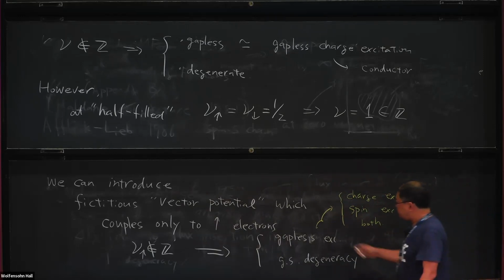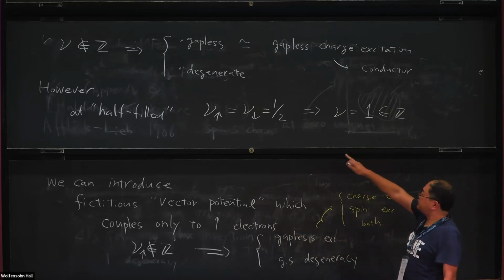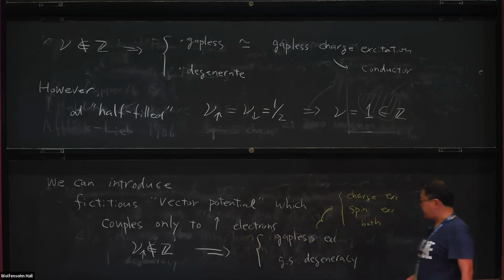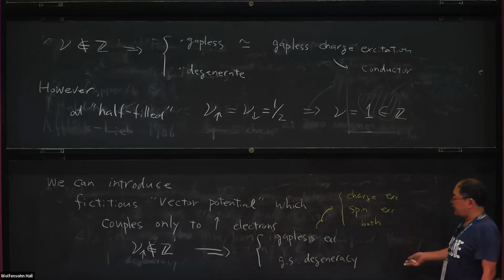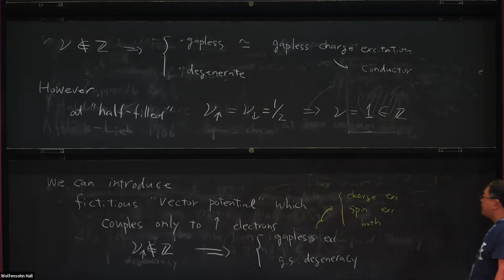But the important thing is that even at half filling, this nu up is 1/2. So this is not an integer. So you can say that the half-filled Hubbard model must have either gapless excitation or a ground state degeneracy.